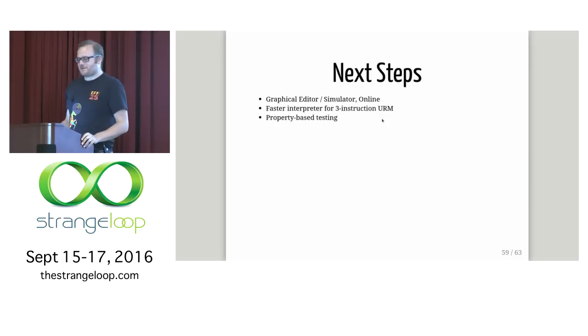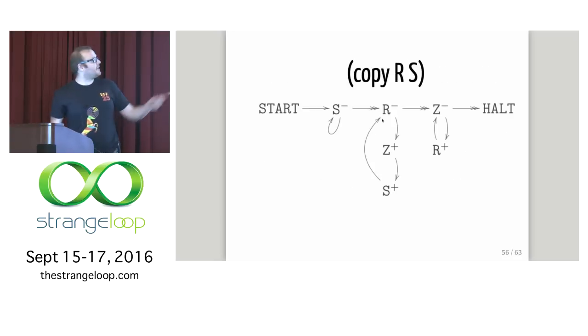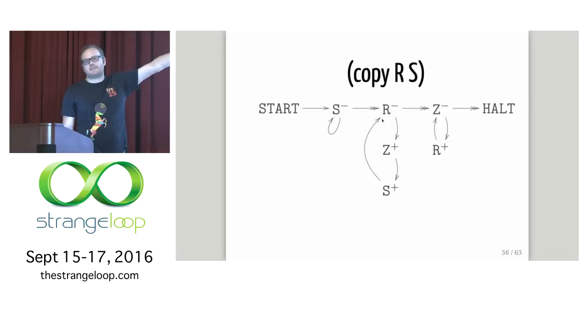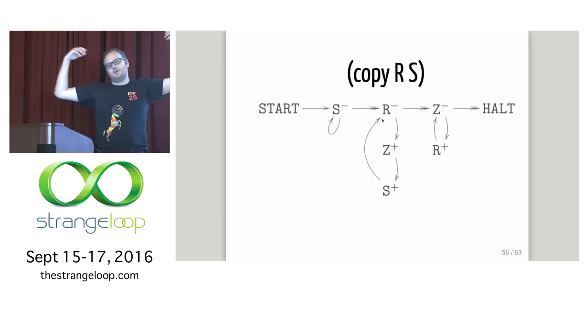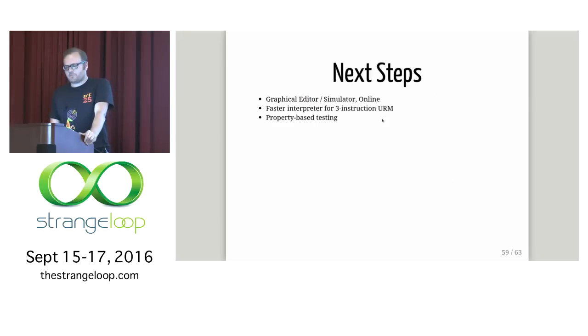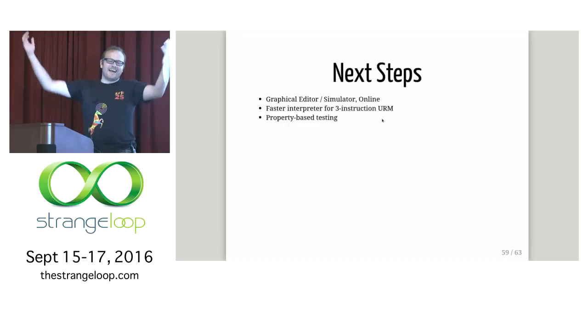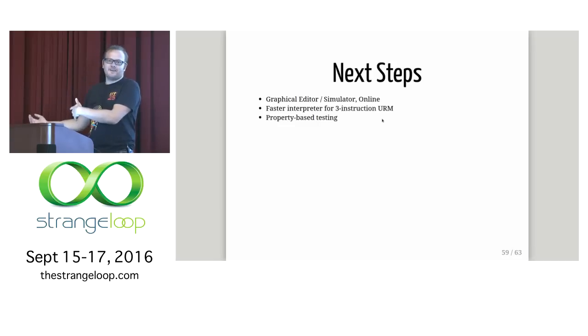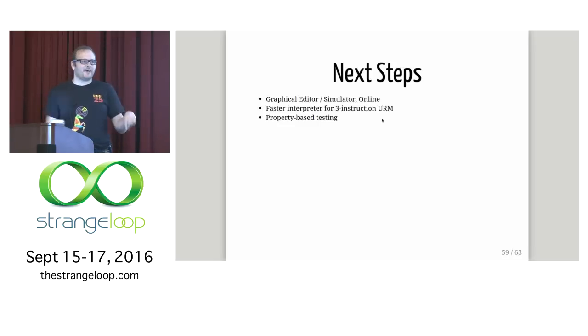I want to build a faster interpreter for the free instruction URM. If you execute this copy, you get stuck here. Zeroing out a massive register takes ages, and copying a register takes ages. If you've got the Gödel number of a program, it's that many cycles. It's the heat death of the universe before you've actually copied it. And then property-based testing, these things are crying out for it, because I've got proper bijections between the entire integers and programs which I can then execute. Oh, and also I can't get the Gödel number yet.